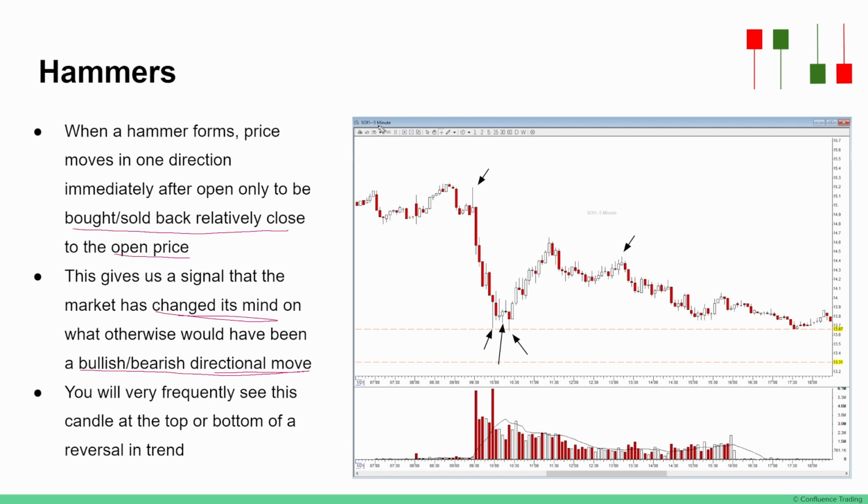So once again, I've got a chart of SoFi on a 5-minute. You can see we've got an inverted hammer candle right here, which then precedes a very large sell-off. And then at the bottom of the sell-off, we actually have 1, 2, 3 different hammer candles, and then we get a reversal and a push-up in price. So the key takeaway with the hammer is that the market has potentially changed its mind.